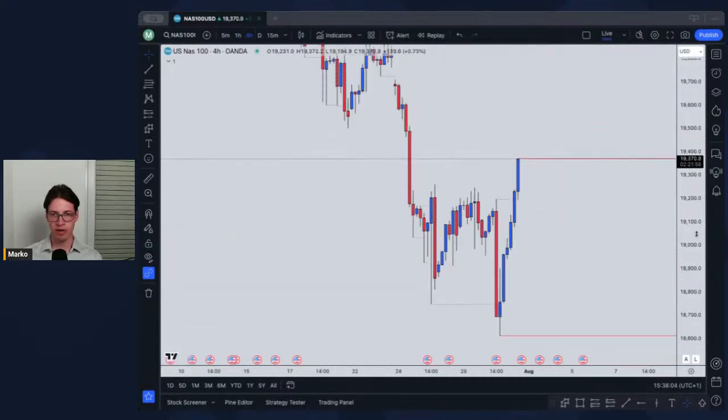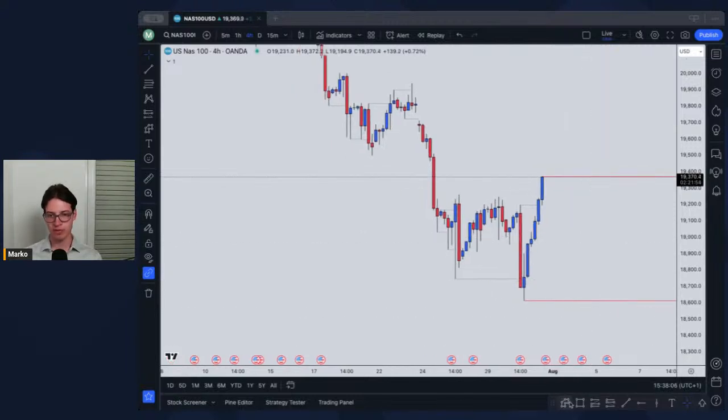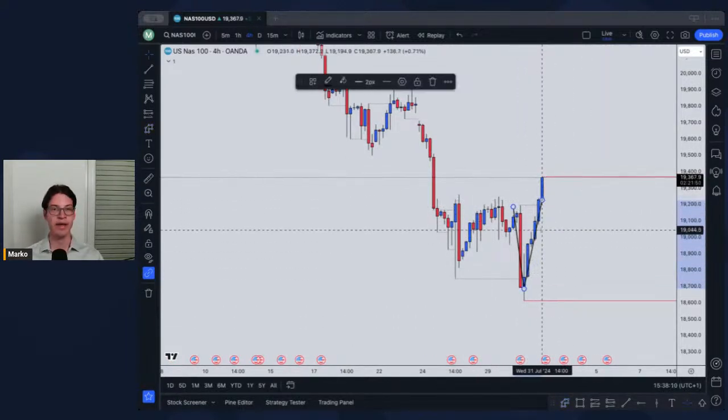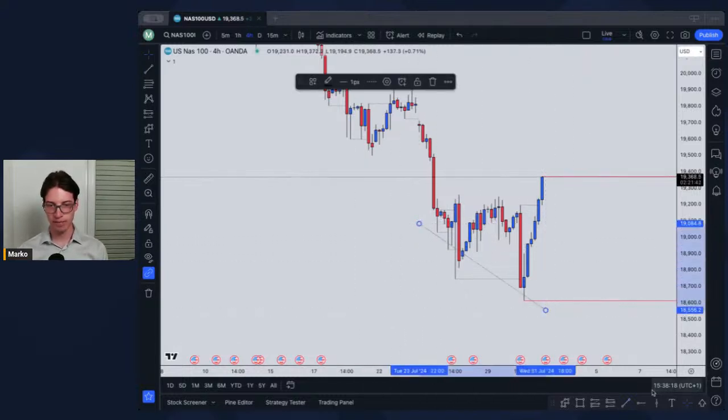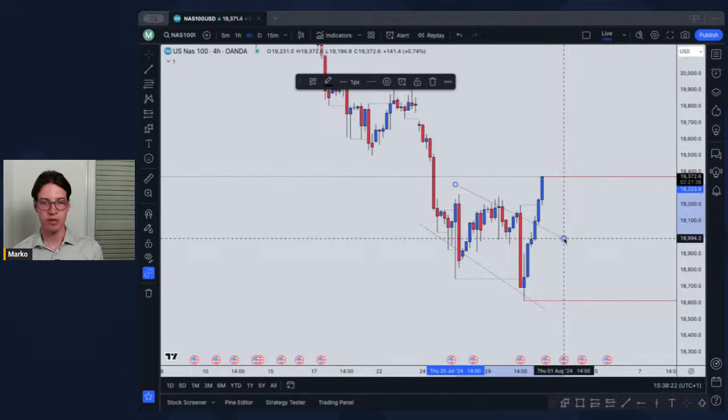4 hour looks good as well. We have the V reversal, as you can see. Again, it is a bullish pattern, so I would expect the price to go up. Also, this is kind of printing a descending channel right here, which is also a bullish pattern. So we have two patterns telling us that the price wants to go up. We have the signature as well, I would say.